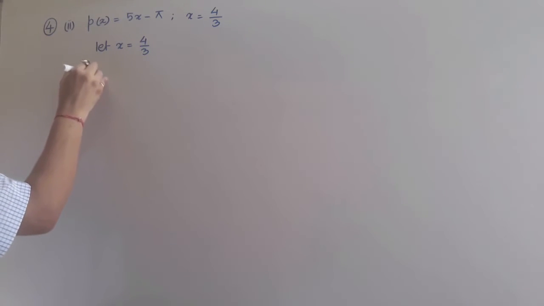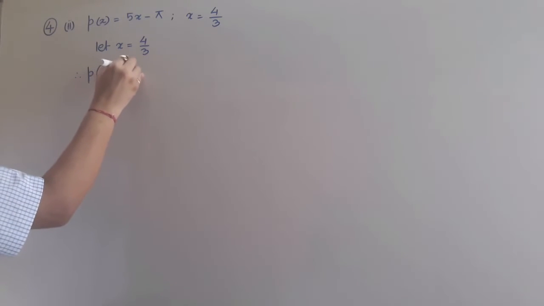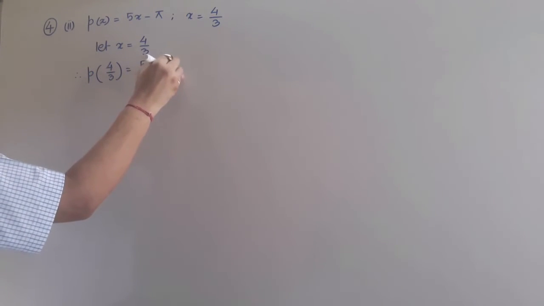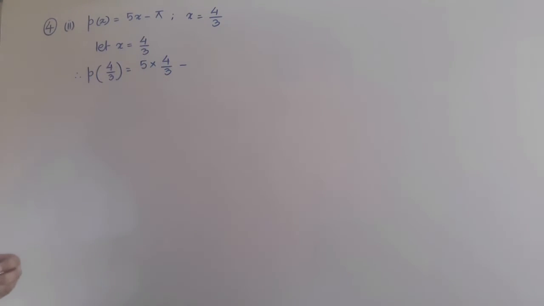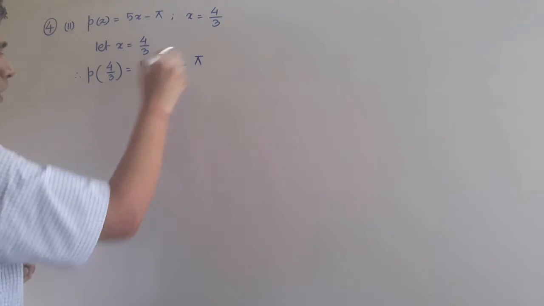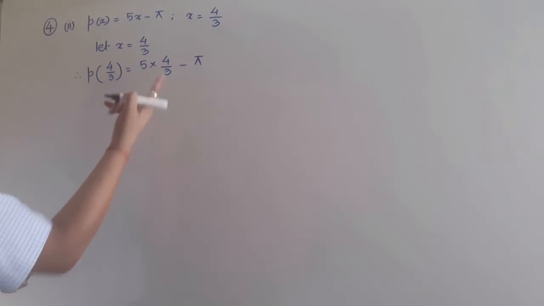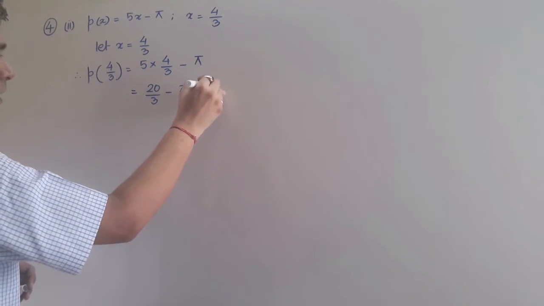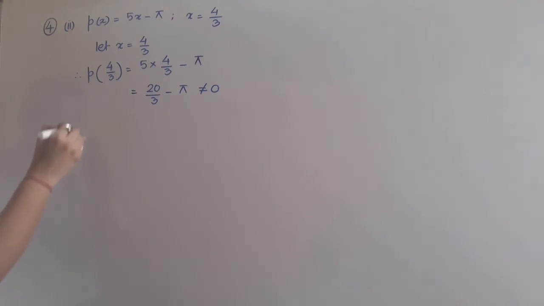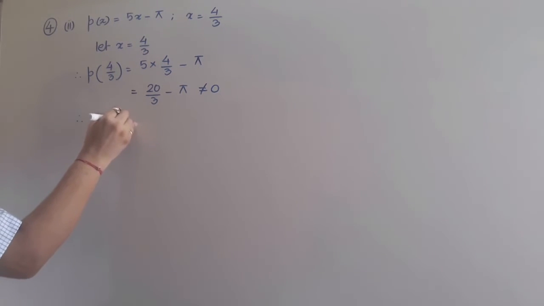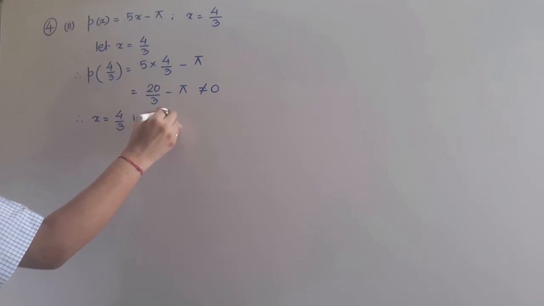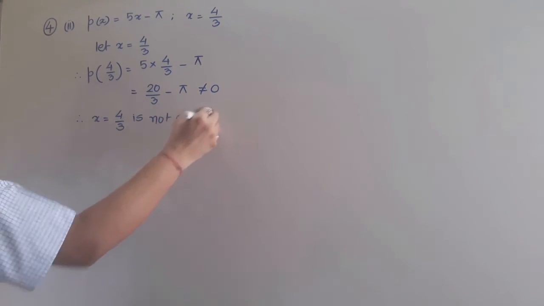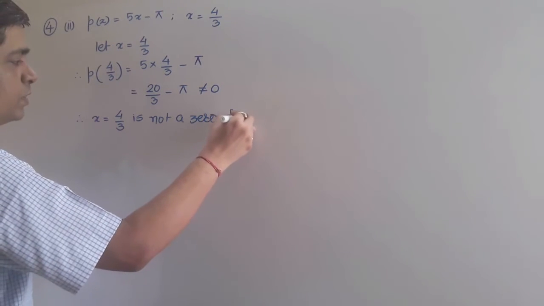Therefore P of 4 upon 3 is equal to 5 into 4 upon 3 minus pi. Don't put in the value of pi. You know that the value of pi is 22 upon 7, but here we shall keep pi as it is. Now 5 and 3 can't be cancelled, so we multiply. This becomes 20 upon 3 minus pi. It can be subtracted, so we can say that this answer is not equal to 0. Therefore x equal to 4 upon 3 is not a 0 of P of x, because it is required to come 0.